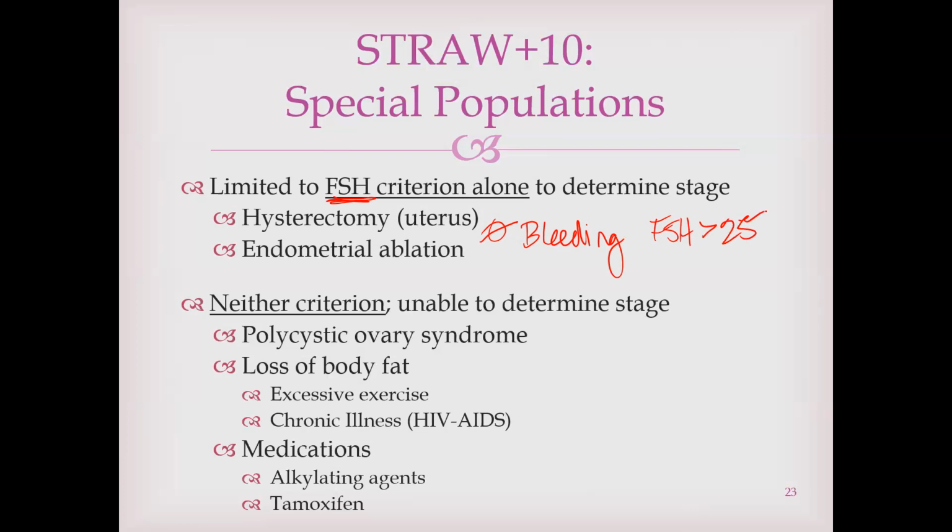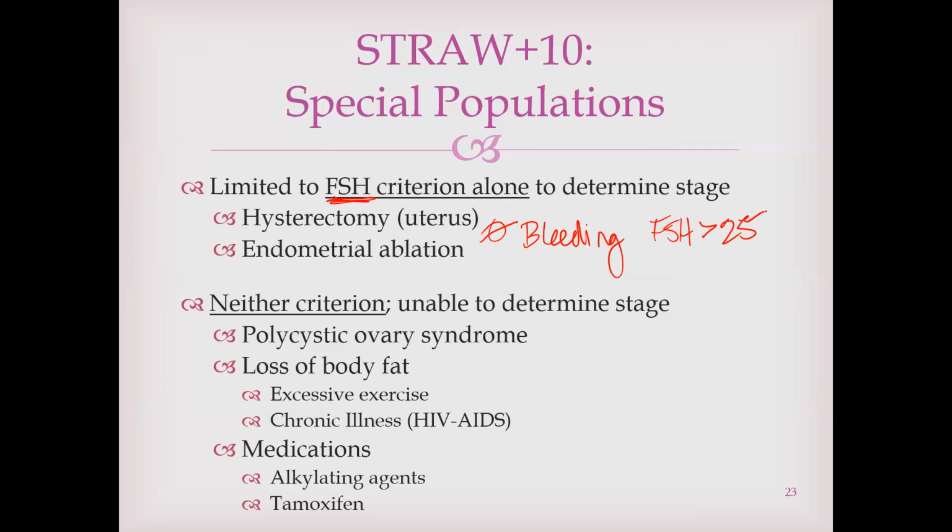In some situations, you cannot use the STRAW+10 at all. An example of this would be with PCOS. You're going to learn about what polycystic ovarian syndrome is, but here we see variability in bleeding and variability in sex hormones. So her FSH criterion is going to be unreliable, as well as her bleeding. She may have irregular bleeding patterns, and she may have irregular hormone production based on her PCOS. And so then you cannot use the STRAW+10 in PCOS.